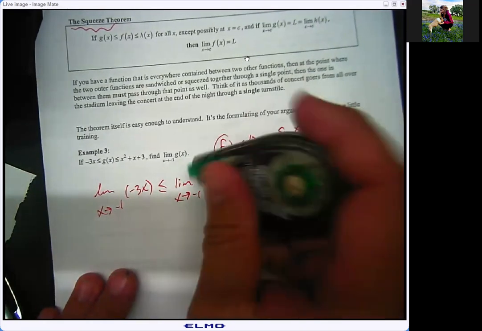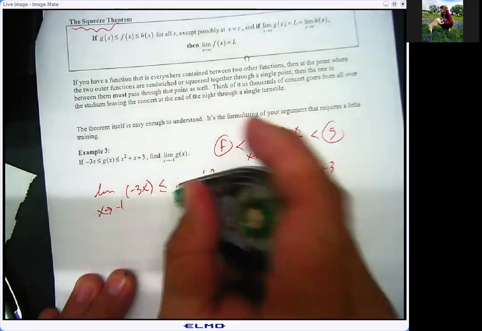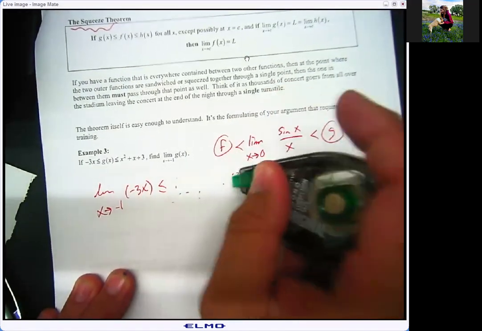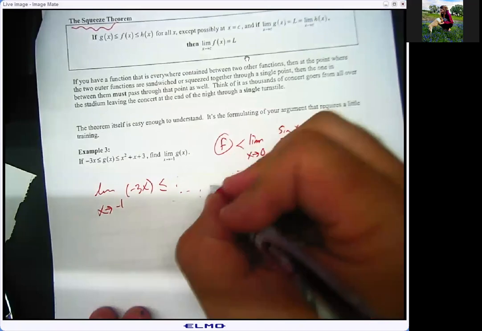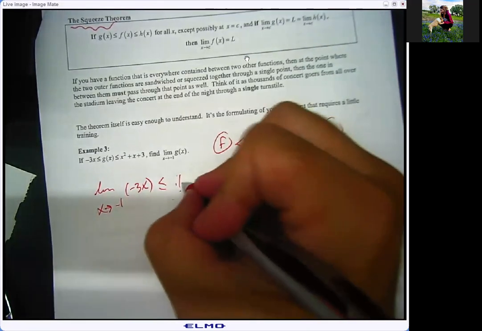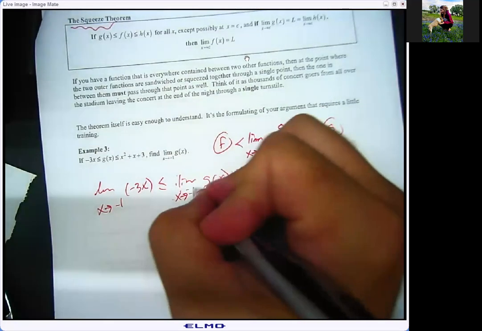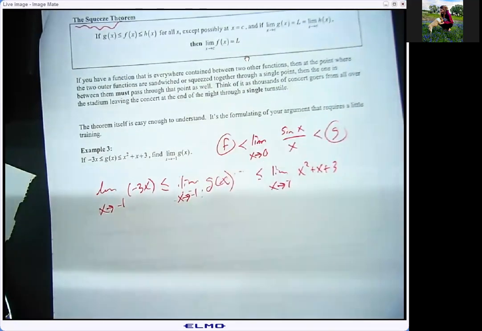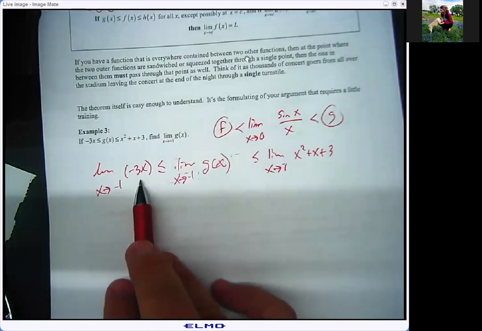Okay, this is supposed to be G in the middle, isn't it? So we're gonna throw G right here in the middle. So that's kind of a significant thing that you can do, is if you have an inequality that is true all the time, then you can distribute like a limit and actually process that limit throughout the story. So what is this limit right here?